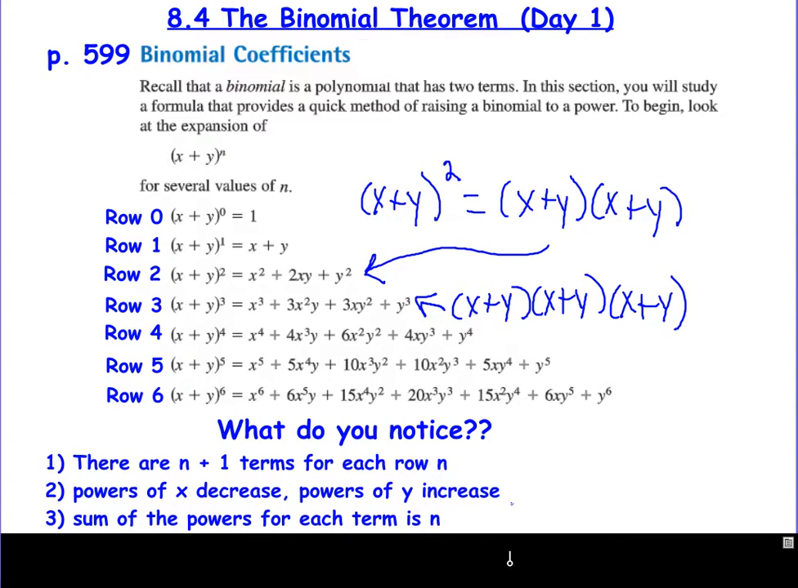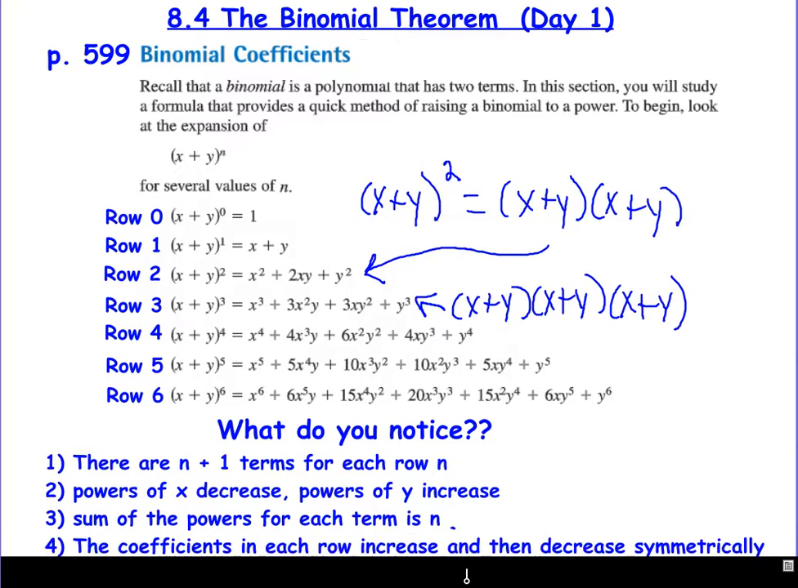The next thing you should know is that the sum of the powers for each term is n. So if you look at the variables, notice that the exponents add up to n. So for example, I'm in the fifth row. This adds up to 5. There's a 1 here. 4 plus 1 is 5. 3 plus 2 is 5. 2 plus 3 is 5. 1 plus 4 is 5. And this is 5. In the second row, this is 2. These are each 1, so 1 plus 1 is 2, and this is also 2.